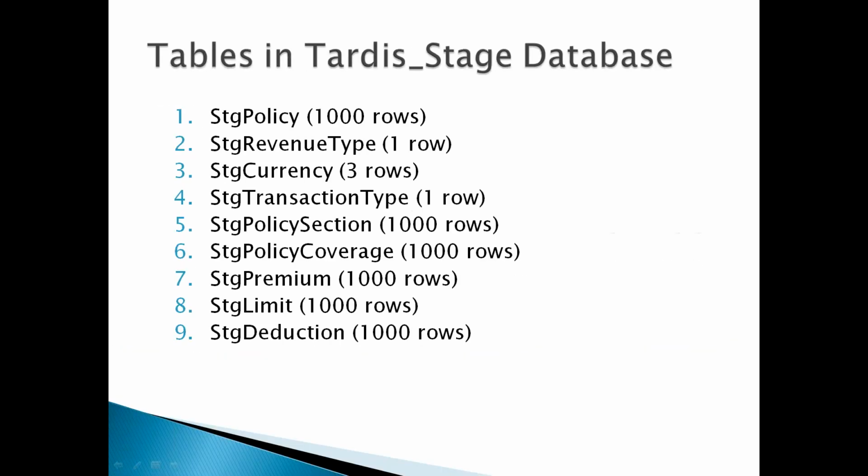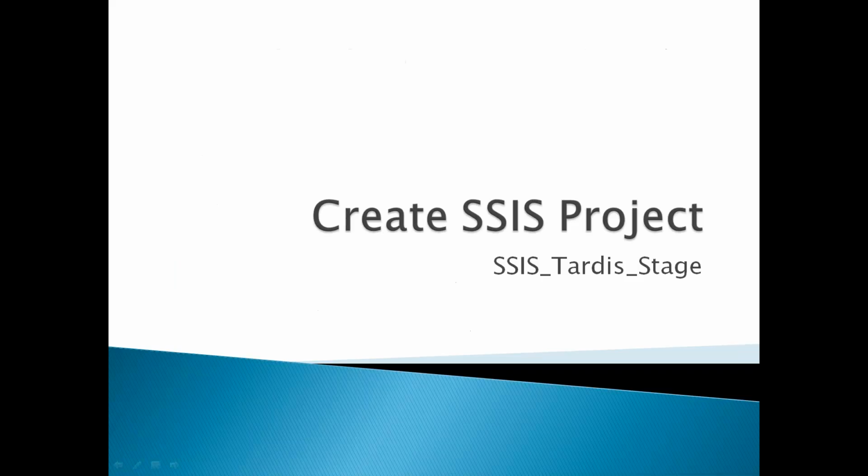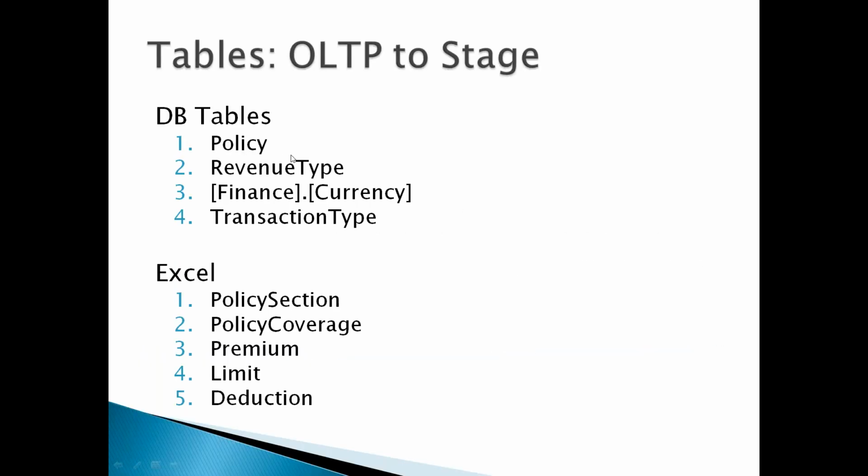Now what I do, we have to load the data to the staging, create 9 packages. I told you, right? For each table, you have to create a package. The naming convention you need to have is stage load policy.dtsx. Okay. The first table is called policy.